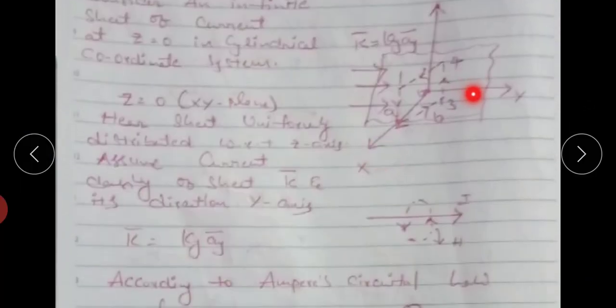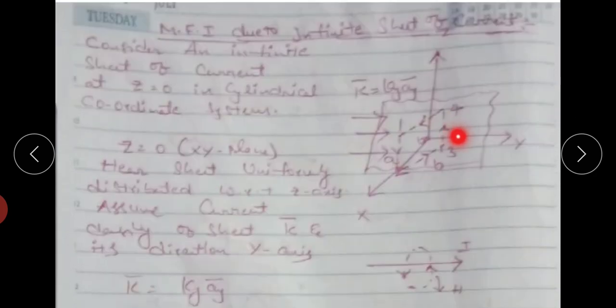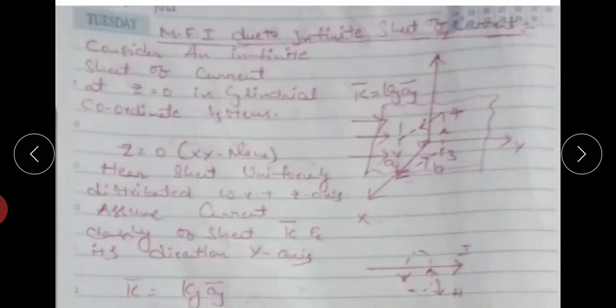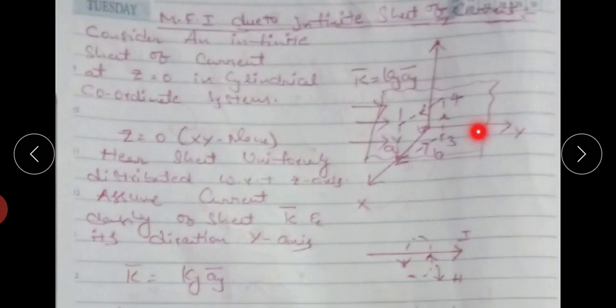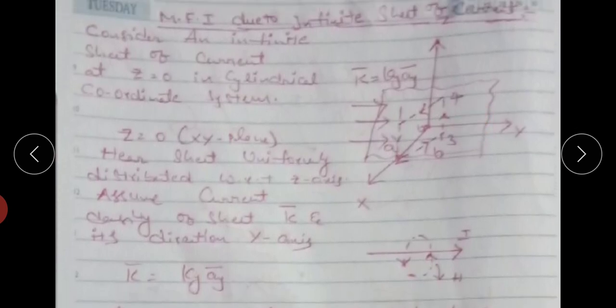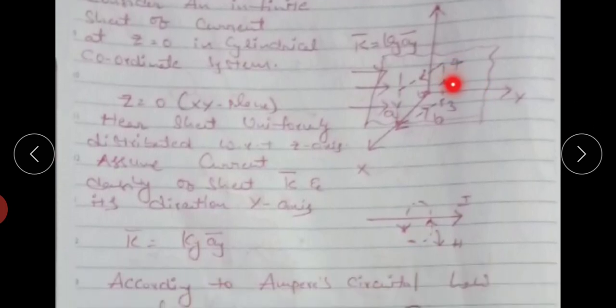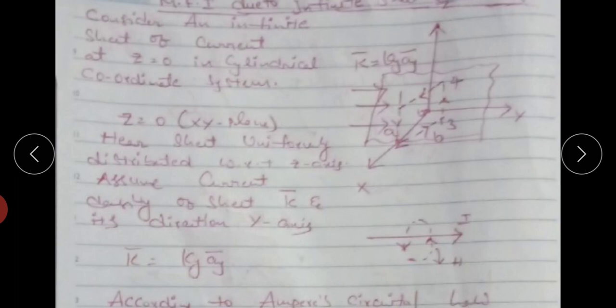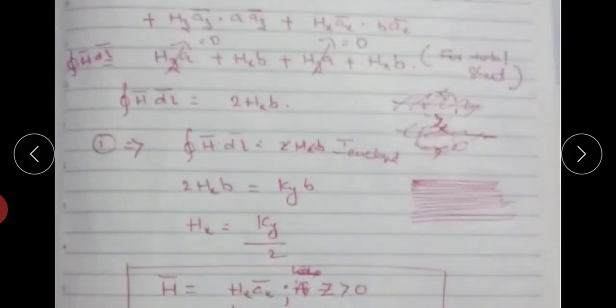So similarly from 3 to 4. The 3 to 4 direction is the z-axis direction, so H bar equals Hz into az bar. The 3 to 4 length equals a, direction az bar. So this is the z-axis direction, a into az bar. So from 3 to 4, H bar dot dl bar: H bar equals Hz into az bar, dl bar equals a into az bar.